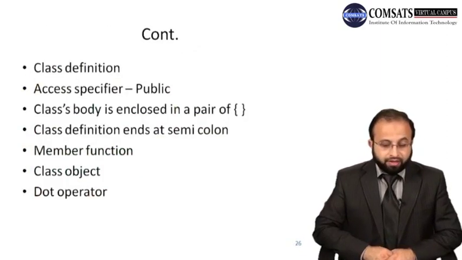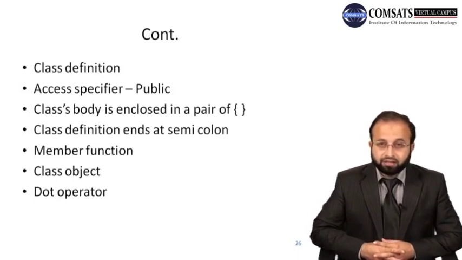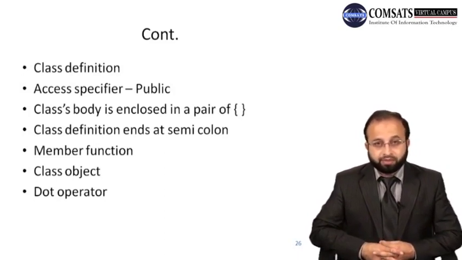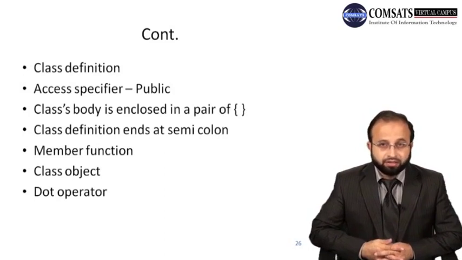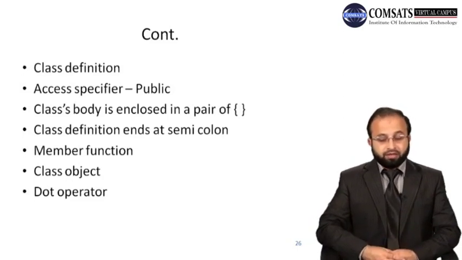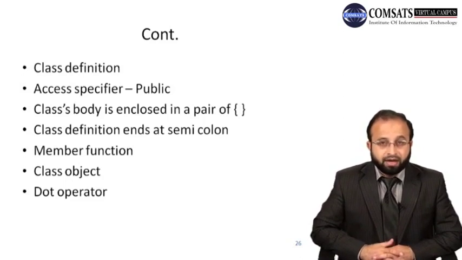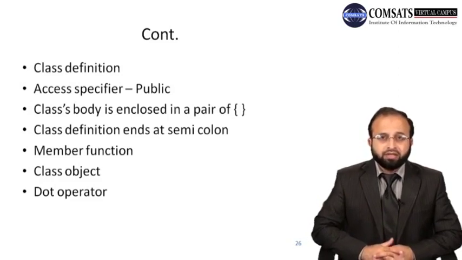Now we have seen the class definition and the access specifier public. Why do we have the access specifier public? We have another access specifier that is private and another one that is protected. We will see the difference between these access specifiers, but right now the one we have studied is public. The public access specifier means that all those functions that are declared public inside the class definition are accessible outside the class using the object of the class.